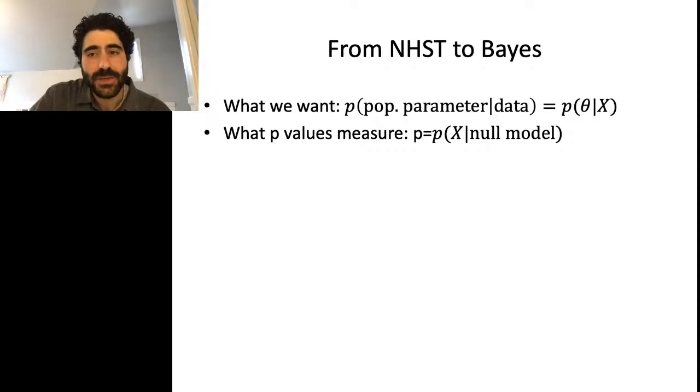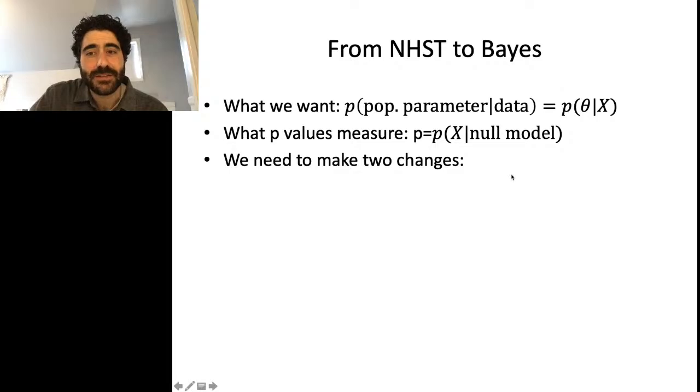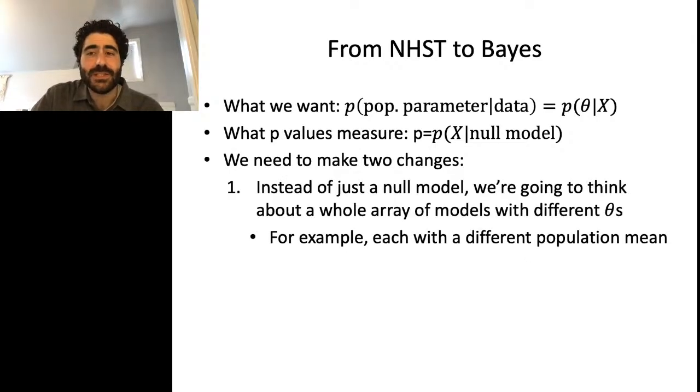So what we've been doing so far with p-values is computing something else, which is the probability that we would have gotten data this extreme, assuming that our null hypothesis is true. And what we want to do with this Bayesian version is different in two ways. The first is that instead of just thinking about this null model, we're going to think potentially about a whole family of models that have different population parameters. So for example, instead of just a null model where the population mean is 0, we're going to imagine that the population mean could take lots of different values. It could be 0, but it could be plus and minus 1 and 2 and 3. It could be any value in between.